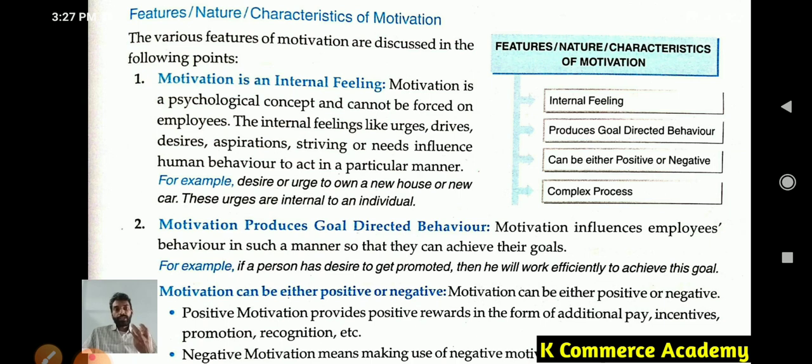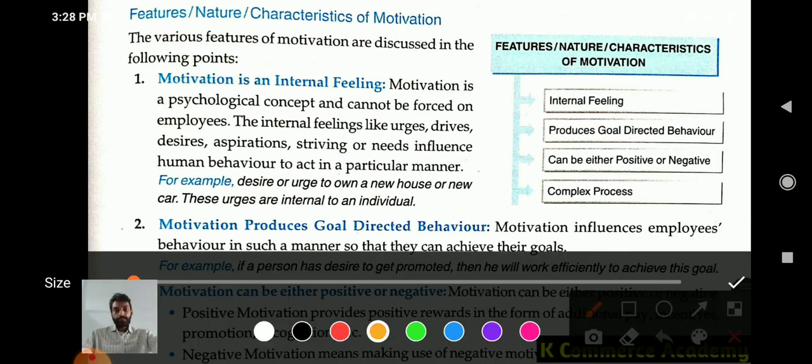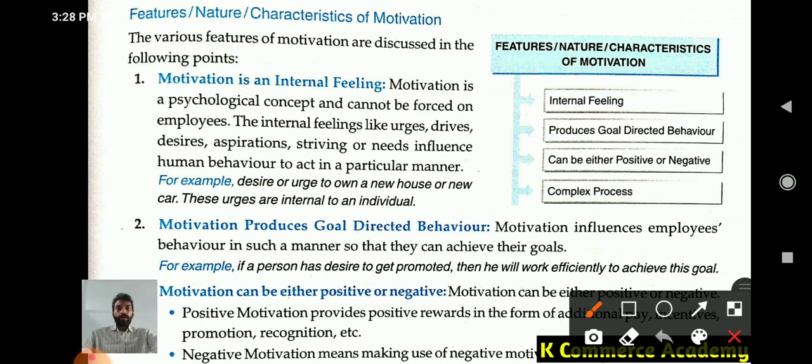When a person starts feeling motivated, it comes from within, that I am feeling excited to work, I am feeling motivated. You cannot see motivation physically, but you can experience its presence in a person's work. When the person is doing the work willingly and enthusiastically, it means the person is feeling motivated internally. So remember that motivation is an internal feeling. It cannot be overburdened or brought from outside. Now what is written here: motivation is a psychological concept and cannot be forced on employees.